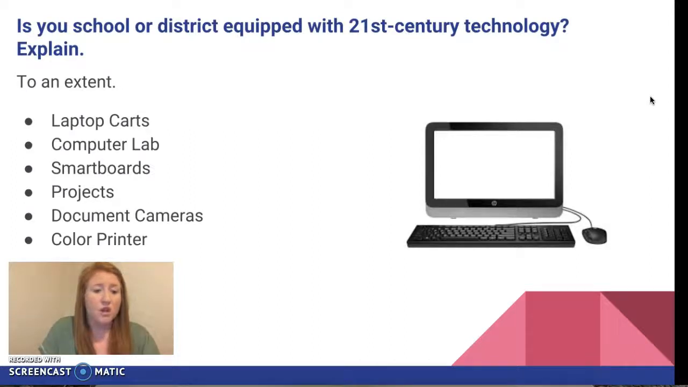We use smart boards. I don't have one in the gym, but I know every other classroom has a smart board. We have projectors, which we do have in the gym. Document cameras: most teachers have and use document cameras. And then a color printer, which I know doesn't sound like a lot, but at my old school, if you wanted a color printer, you had to pay for it on your own. At the school I'm currently at, our principal pays for color printing. So it doesn't sound like a lot, but that's pretty huge when you come from not getting colored ink.